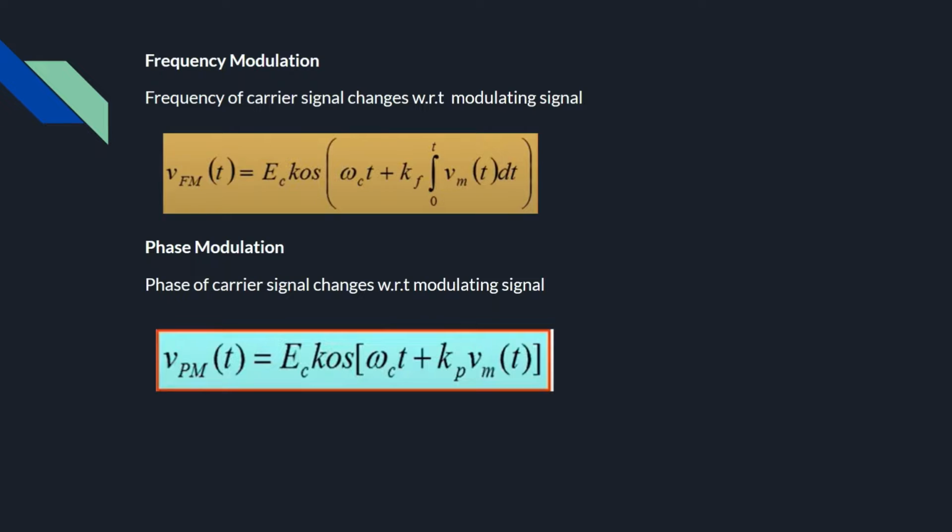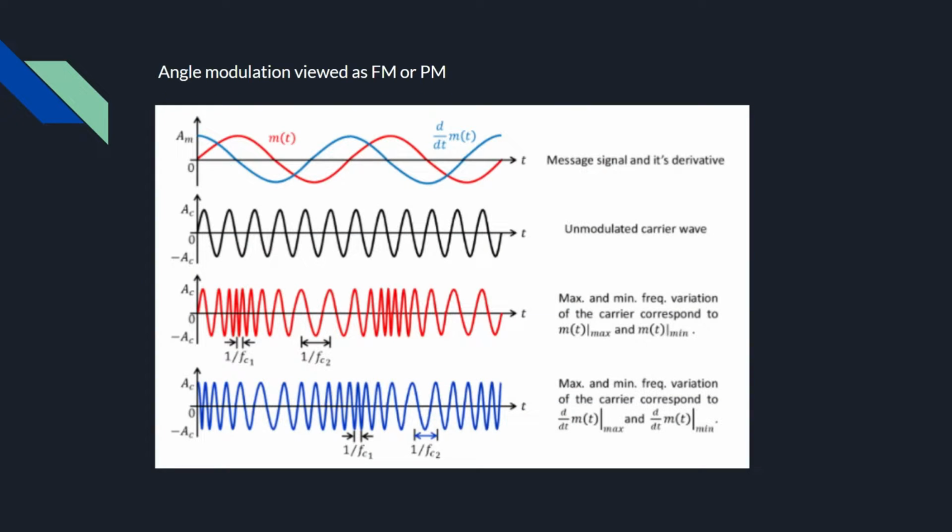Frequency modulation is when the frequency of the carrier signal changes with respect to the modulating signal, while phase modulation is when the phase of the carrier signal changes with respect to the modulating signal. Angle modulation can be viewed as FM or PM.